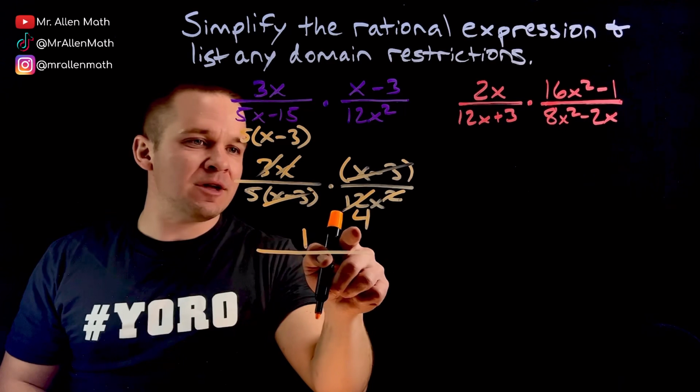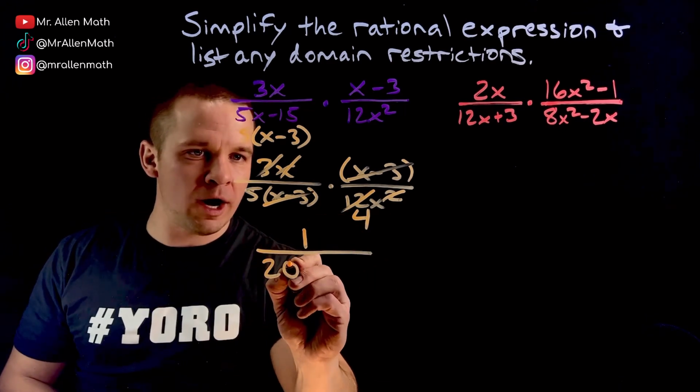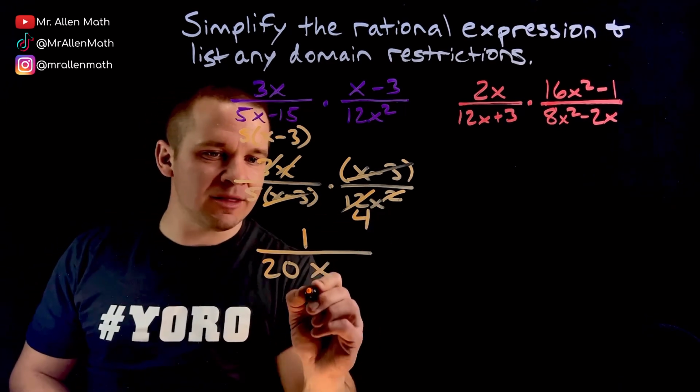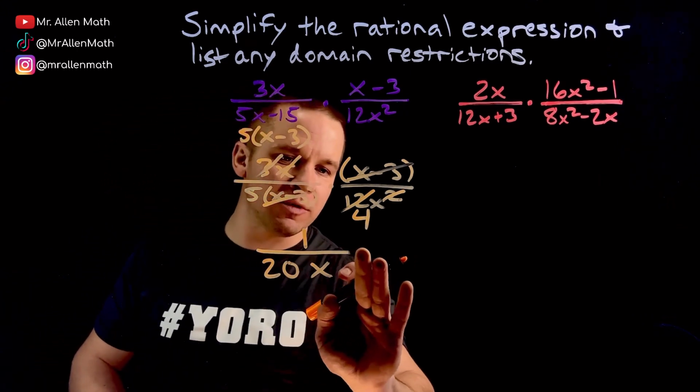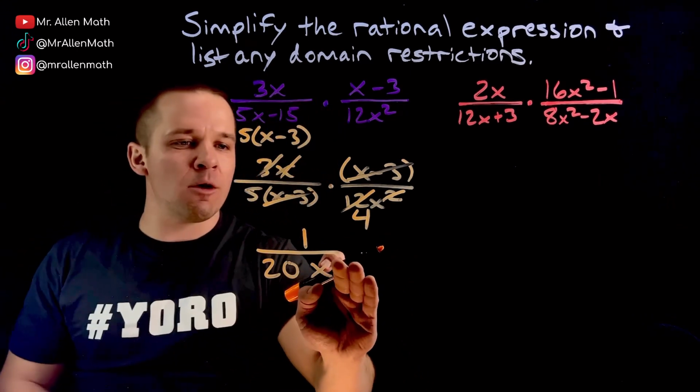Now I have 5 times 4, that's going to be 20, and we have that x right there. There we go, we have 1 over 20x. That extra long fraction looks ridiculous, so I'll erase a bit of it. There we go.